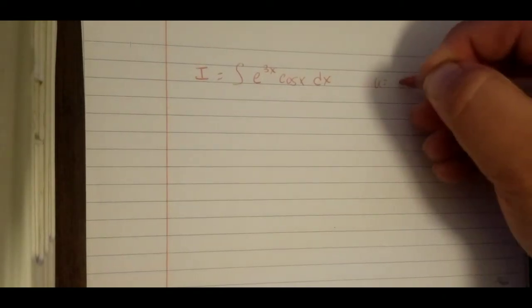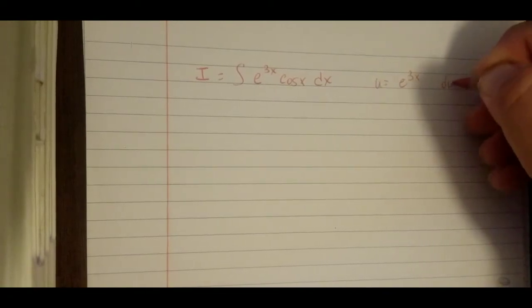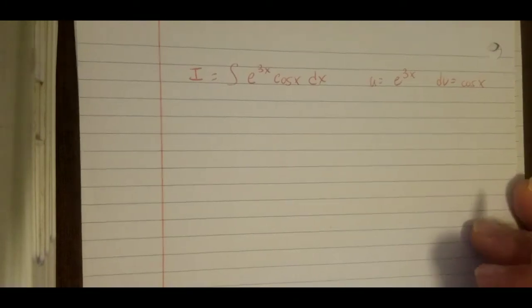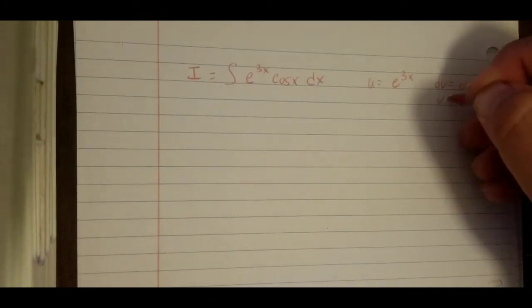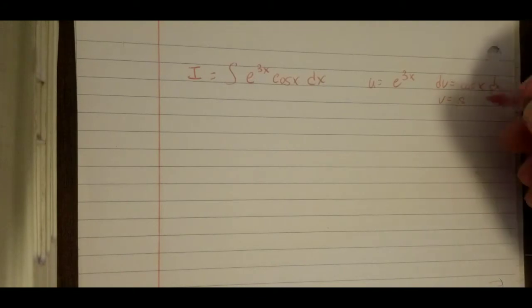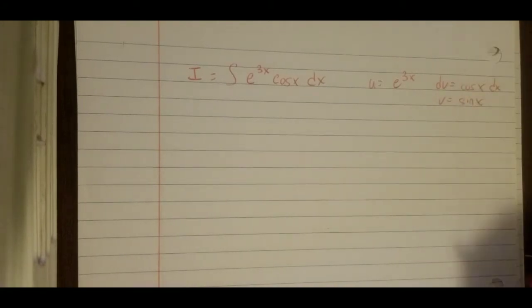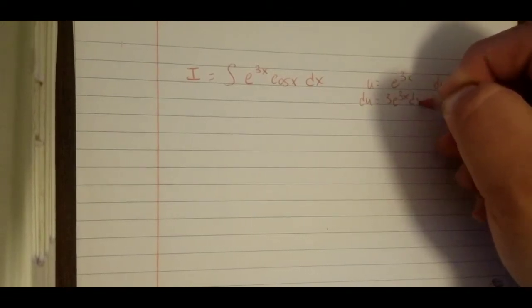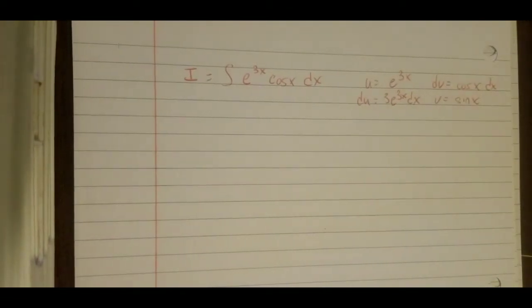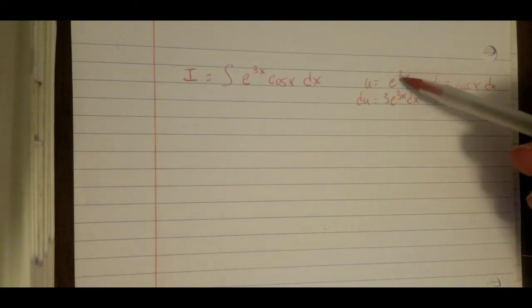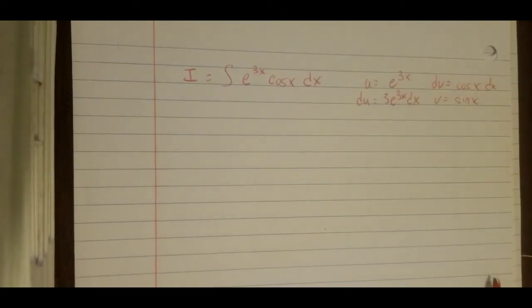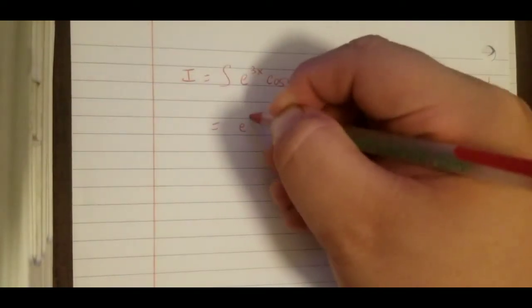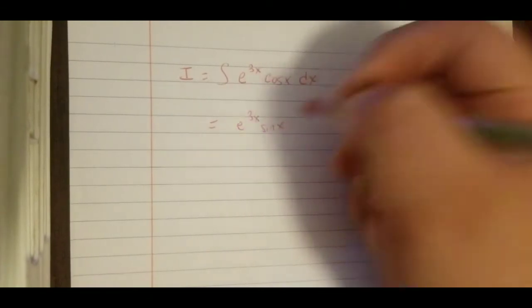So of course, following our typical setup, I'll let u equal my e to the 3x function. My dv term is cosine of x dx. So naturally my v term is just sine of x, and then for my du, from chain rule, I get 3 e to the 3x dx. And so, following our typical uv minus integral of v du setup, the uv part is pretty straightforward. We have e to the 3x times sine of x. Well, that's not much of a surprise.